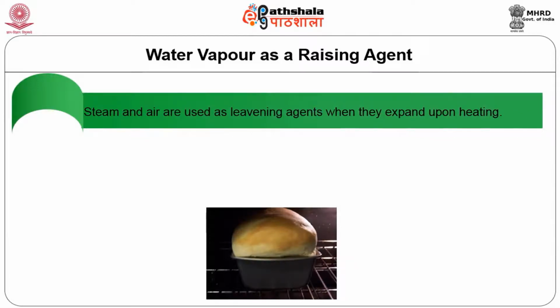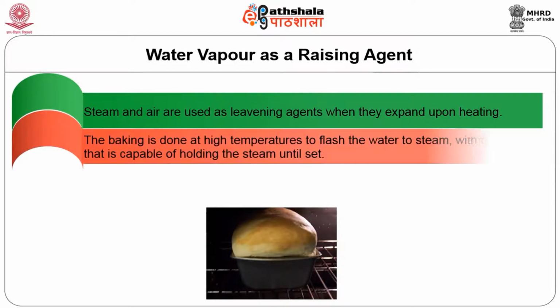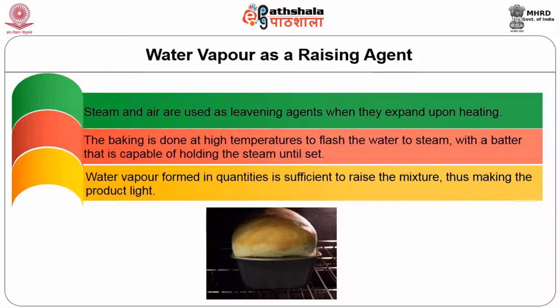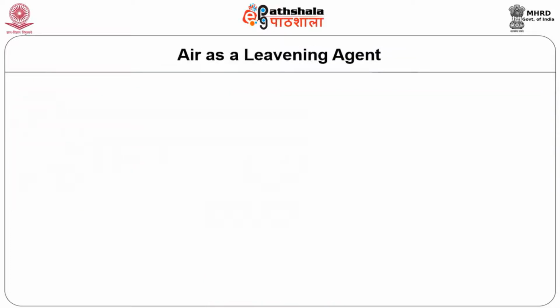Steam and air are used as leavening agents when they expand upon heating. The baking is done at high temperature to flash the water to steam with a batter that is capable of holding the steam until set. Water vapor formed in quantities sufficient to raise the mixture, thus making the product light.